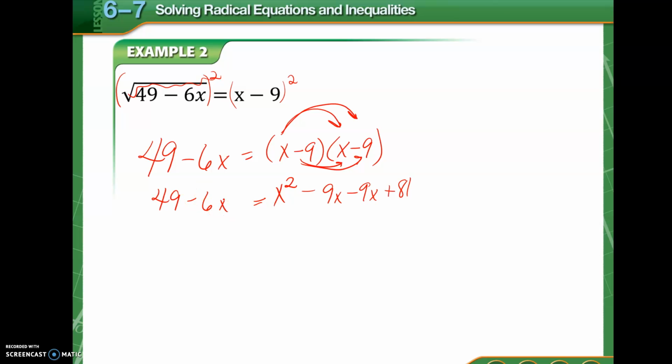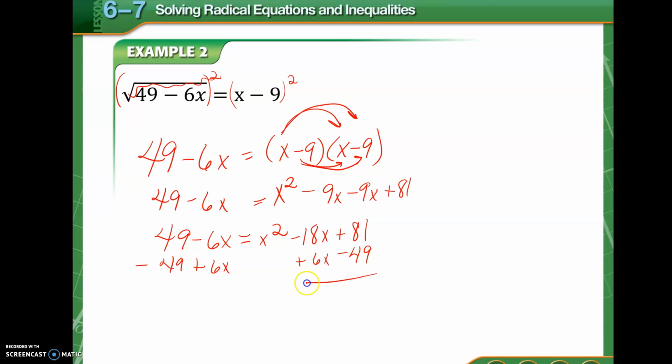So hopefully we can see a quadratic equation. Good thing that we went through those. I'm going to bring everything to the right so this x squared stays positive. So I'm going to add 6x and subtract 49, just moving it all at once. So I get 0 equals x squared minus 12x plus, I can't think, I'm sorry, 32.